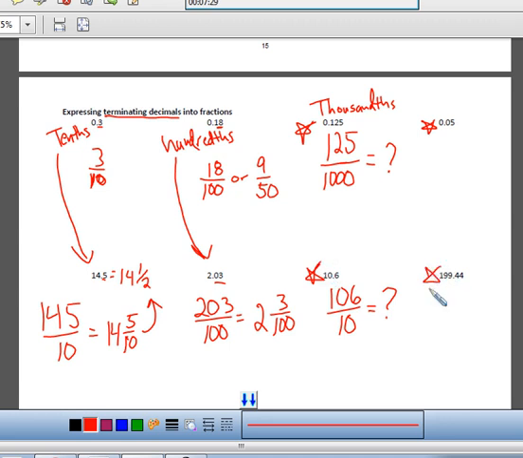And try this next one on your own. It's a bit of a challenge. If you have a hard time with it, that's okay. We'll talk about it in math.